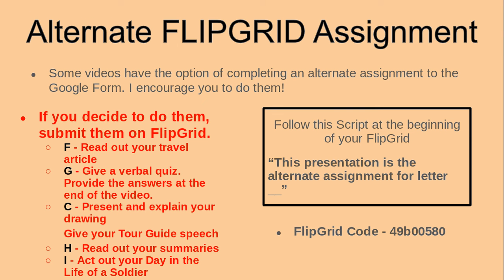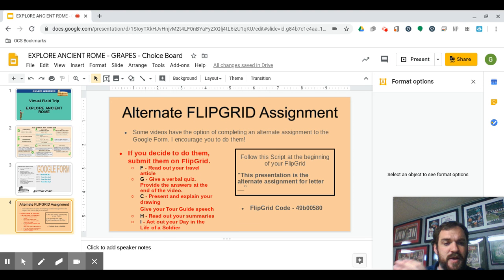All right, so that's your assignments for the week. You are watching the videos. You are traveling around ancient Rome, learning about different aspects of it. You are categorizing those aspects into GRAPES, filling out that worksheet as you go along, and then you can either fill out a Google form or an alternative assignment if that alternative assignment is available for that section. All right, so that is what you're doing for this week. If you have any questions, don't hesitate to email me. I look forward to seeing what you guys are learning.